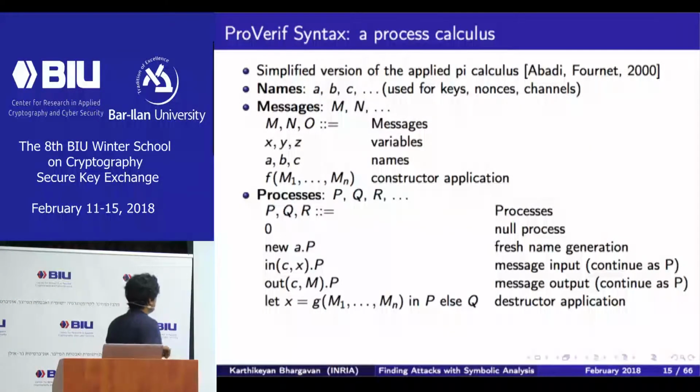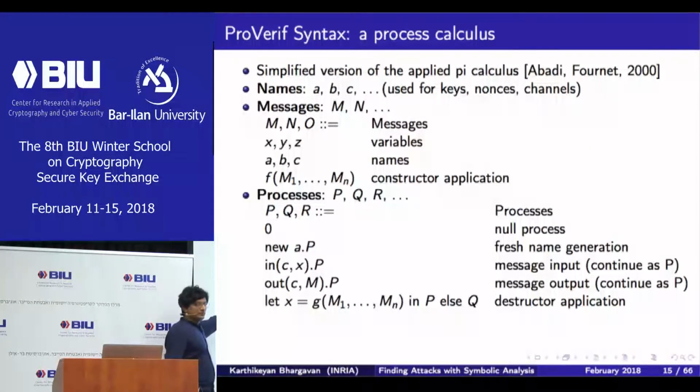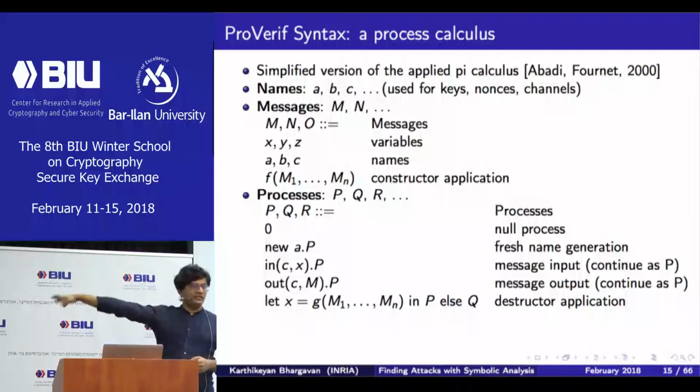One way of thinking about it is that this could be sign. Constructors are things like signatures, encryption, and so on. This could be sign, and this could be verify. So you're saying verify a signature. If the signature verification succeeded, then I will do P. If it did not succeed, I will do Q.